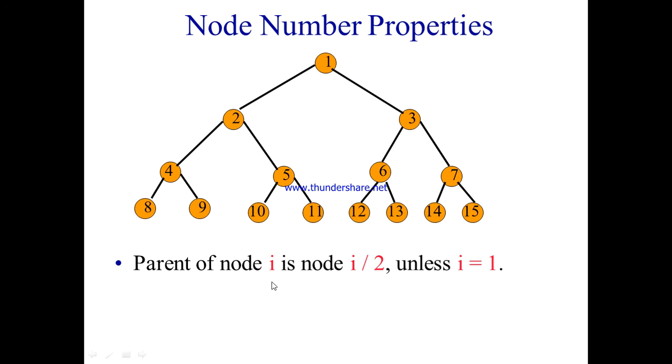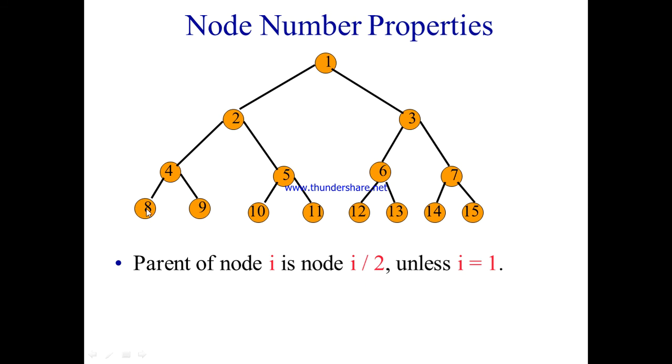If you come to any other node, how do we identify its parent? That will be I by 2. If I take 2, 2 by 2 is equal to 1. 3 by 2 is also equal to 1, because we are not taking the fractional part, we are taking the integer part. So for 2 and 3 the parent is 1.